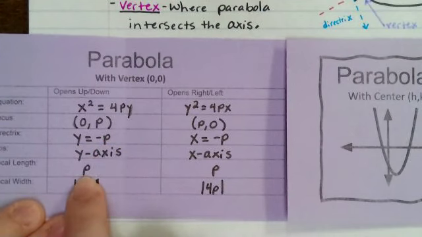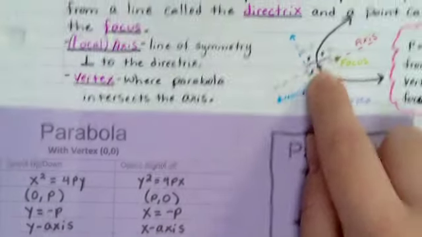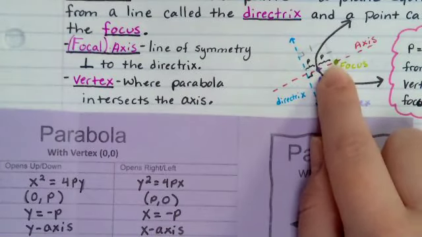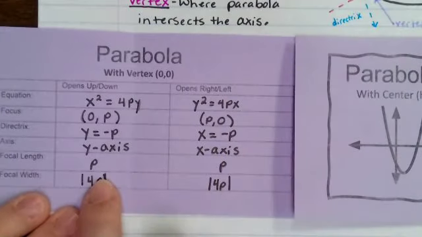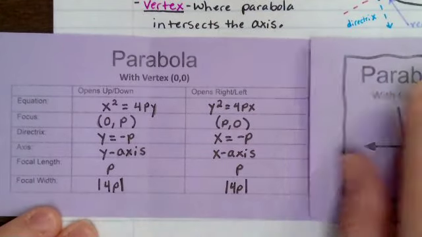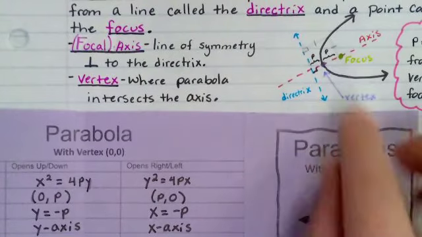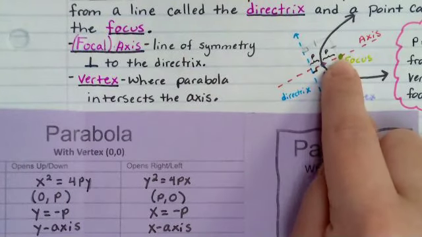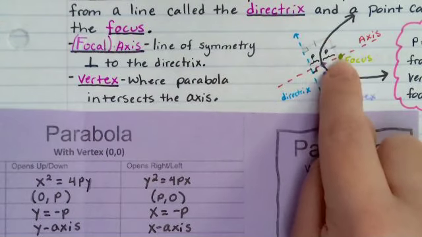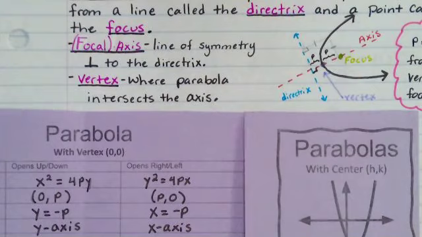All right, we're going to talk about the focal length, which is the distance from the vertex to that focus. Okay, that's what p is. So that's why you're seeing that here. And then focal width is the absolute value of 4p. Okay, focal width is acting as if I was going to draw straight from here out to the side, straight out. Okay, what's the length there? That's going to be 4p.